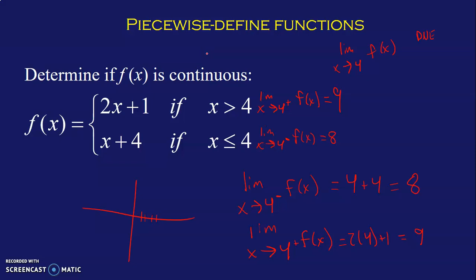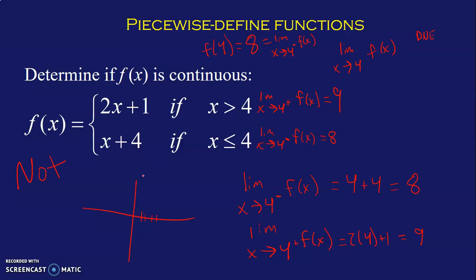Even though f of 4 does exist, because when x is less than or equal to 4, we use this equation, so f of 4 is 8. f of 4 is equal to the limit as x approaches 4 from the left in this case, and both of those are equal to 8. But this whole function is not continuous.